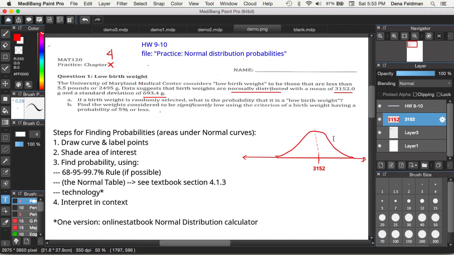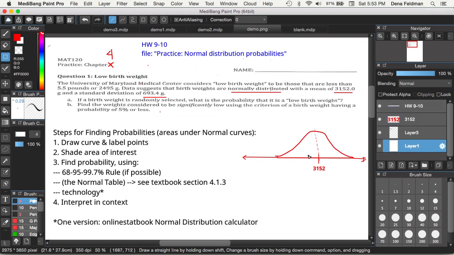Since I'm told that the birth weights are normally distributed, that means it will be a bell-shaped curve, symmetric, with the center around the number that's given as the mean. And the standard deviation will tell us how many numbers have to be in between a line like this and a line like this.